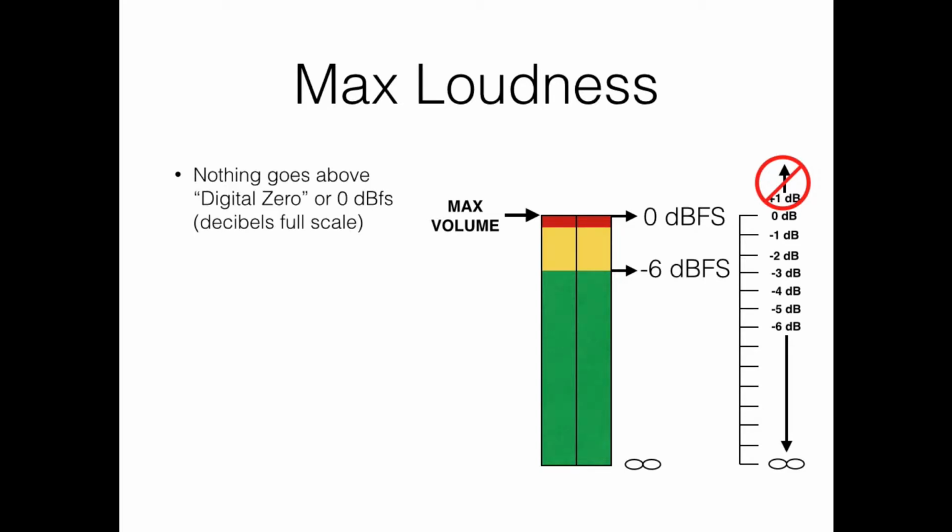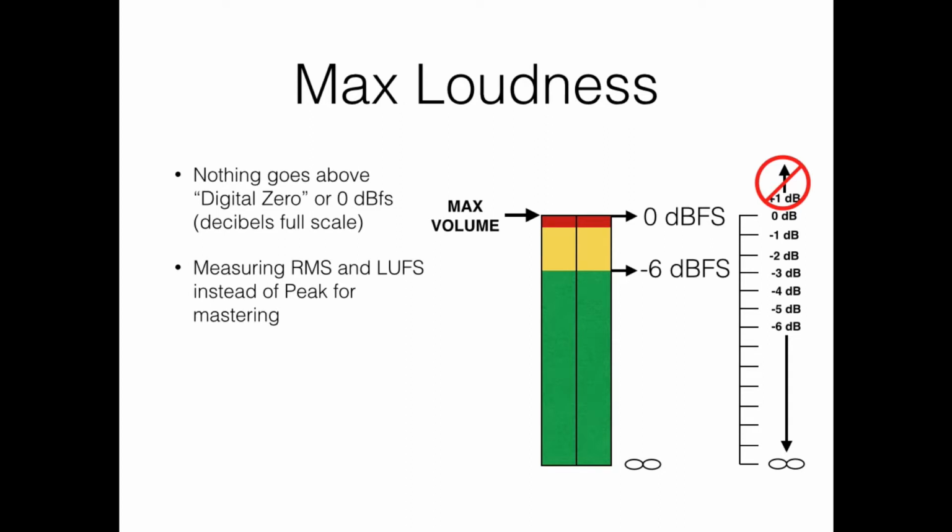In the digital world, nothing goes above digital zero or 0 dBFS, or decibels full scale. So I mentioned this a little bit earlier. Zero is the max volume that you can put your track out on any platform online, especially if you're dealing with CDs or vinyl or anything like that. I call this max loudness because there's a limit to how loud you can get, and that limit is zero. And it's kind of like that suitcase analogy that I mentioned earlier, where you're just trying to basically stuff more volume into this one master fader. And so there's a limit to how loud you can go.